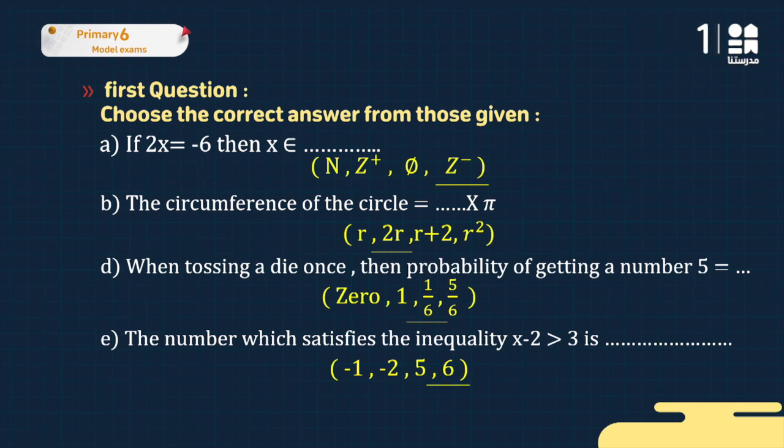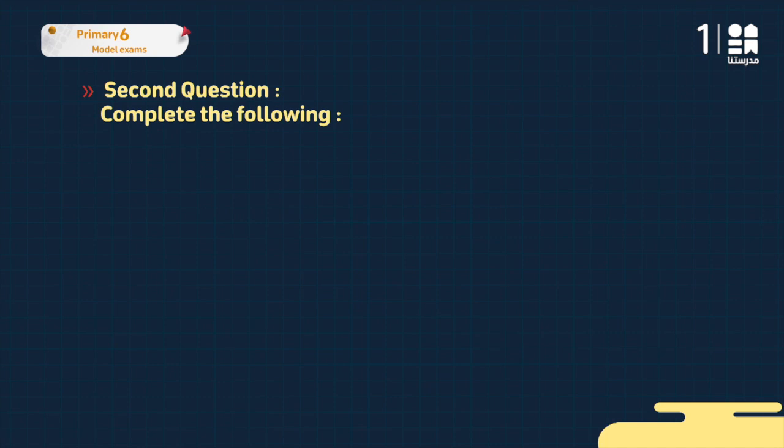The second exercise says complete the following. The first example I have is 2 power of 3 times 2 power of 5 divided by 2 power of 2. First of all, it's a repeated multiplication example. Remember, if I have the same base, I will add my powers. If I have different bases, I am supposed to solve this problem to know how to use my rules.